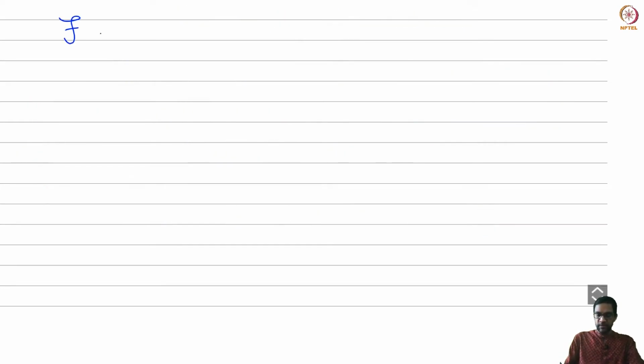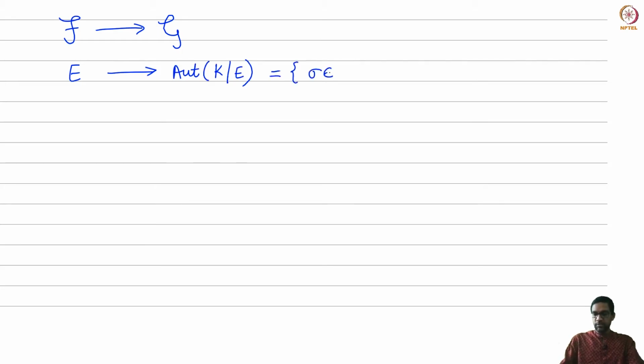So from script F to script G: given an intermediate field E, one associates the set of all automorphisms of K which are identity on E. Observe this is just the set of all sigma in G. G is the automorphisms of K which are identity on F, but something extra is required of sigma: sigma restricted to E should also be identity on E. So sigma should fix every element of E, not just every element of F. So that's one.